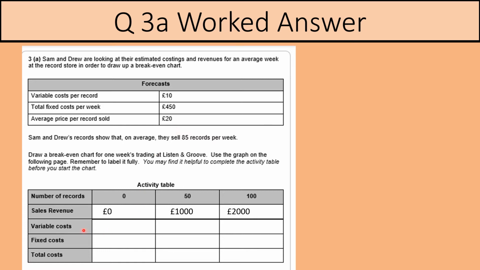They're looking at the variable cost next. Sell nothing, £10 each, they're going to cost you nothing. 50 you have to buy at £10 each, it's going to be 500, and 100 at £10 each is going to be 1,000.